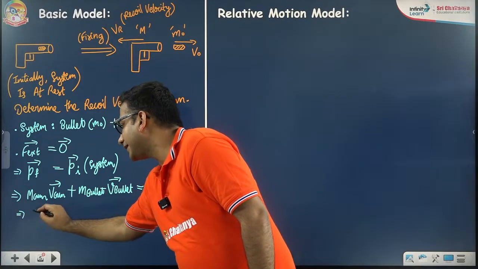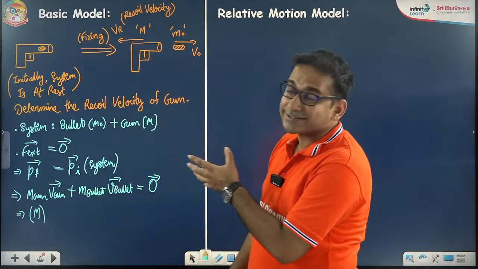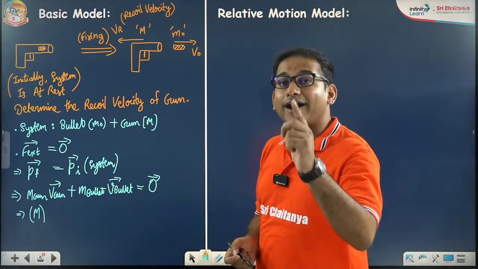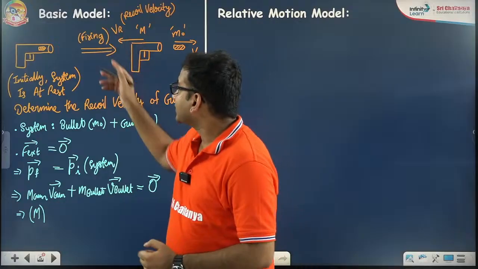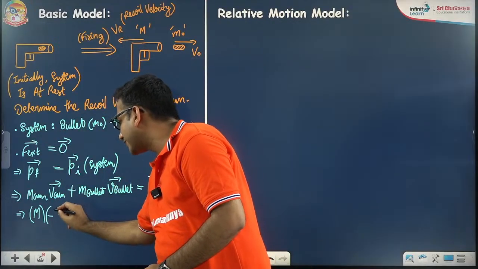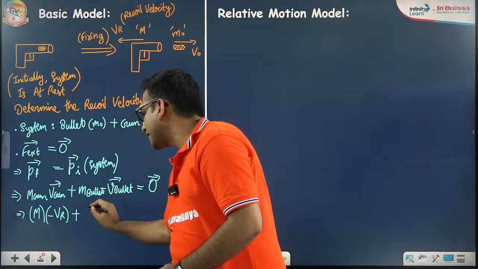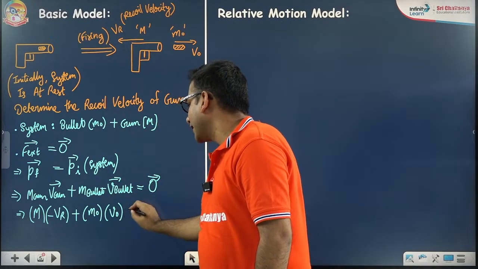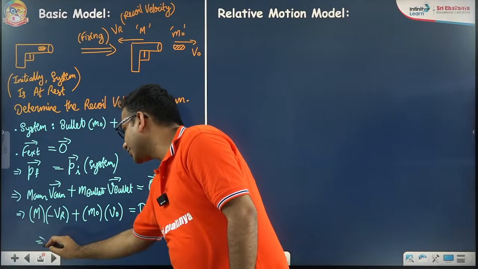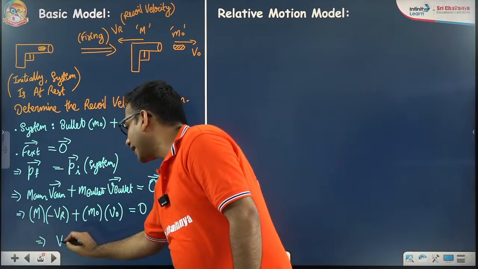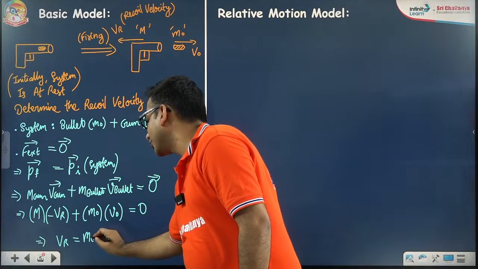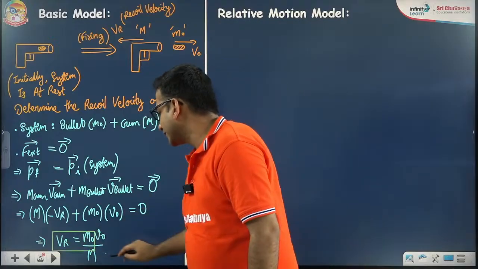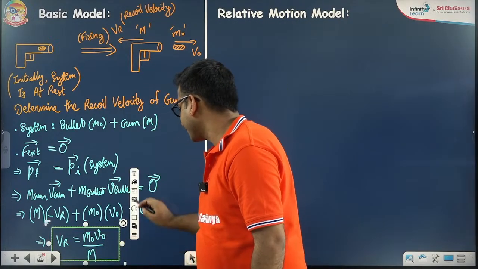What is the mass of the gun? Capital M. According to the convention, since you are dealing with vector quantities and this is the first time, I'll write everything in detail along with their plus minus signs. This recoil velocity is towards the left, so that will be minus VR, plus the mass of the bullet M naught and its velocity V naught, and that is equal to 0. So from here, the negative term you take to the other side and VR will be equal to M naught V naught by capital M. M naught V naught by capital M, that's your final answer.